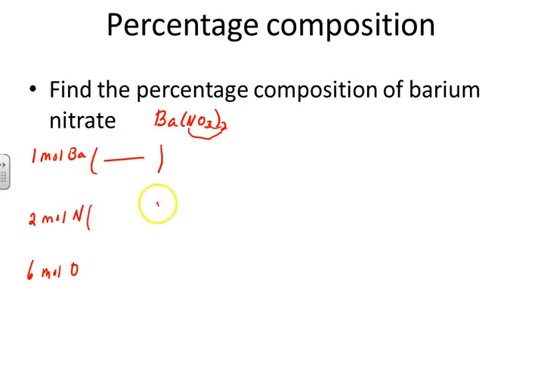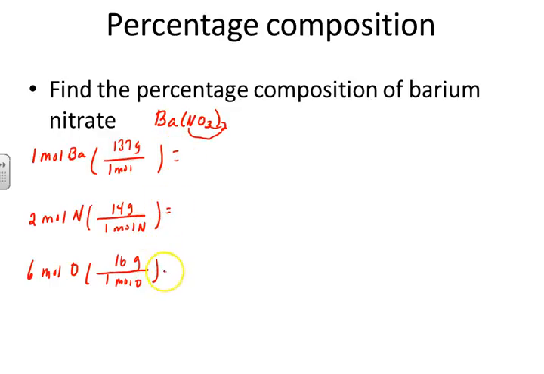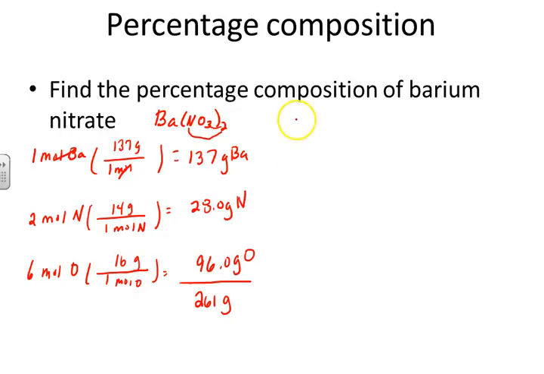We want to convert these formula amounts into masses. 1 mole of barium is 137 grams. 1 mole of nitrogen is 14 grams. And 1 mole oxygen is 16 grams. So this gives us 1 times 137 is 137 grams barium. 2 times 14, 28 grams nitrogen. And 6 times 16, 96 grams oxygen. That totals to 261 grams.